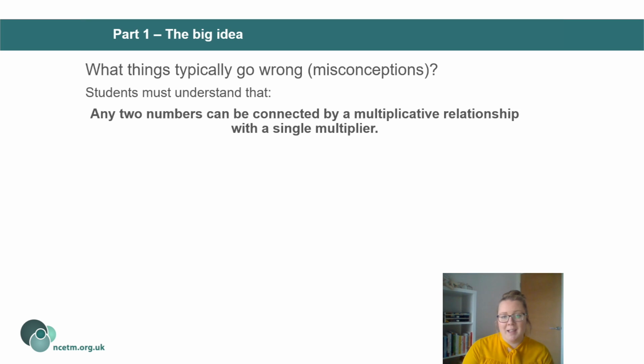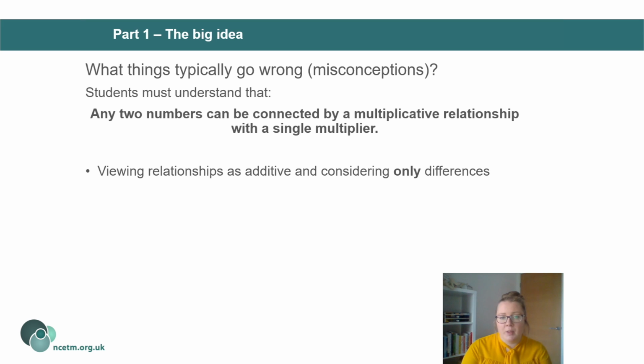Before we start our planning, it's really important that we start to think about where things can go wrong and how we can plan to avoid those. For me, there are three different places. The first is looking at those relationships as additive only. We've mentioned this earlier that lots of students may have seen scaling in some contexts, but it's not as frequent as those additive ones, so it's important we give them that exposure so they can see the difference between the two.